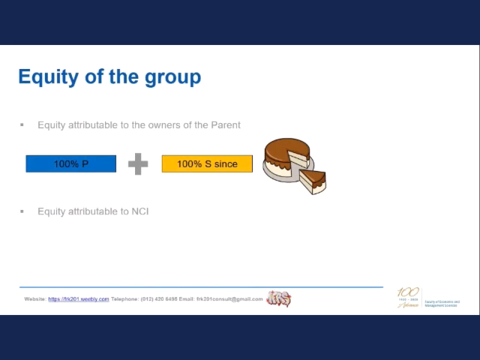The equity in the consolidated statement of changes in equity and consolidated SFP is presented under two distinct headings: equity attributable to the owners of the parent and equity attributable to NCI. The key concept behind calculating these amounts is that equity attributable to the owners of the parent equals 100% of the equity of the parent plus 100% of the equity of the subsidiary plus or minus your consolidation journal entries.